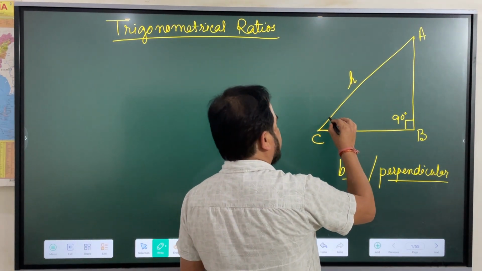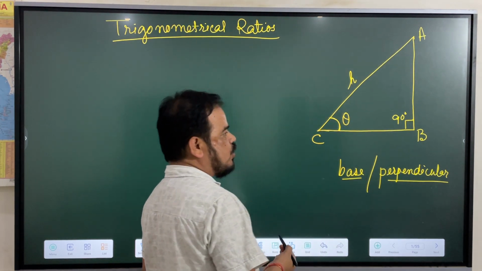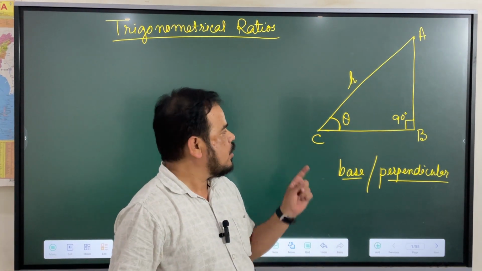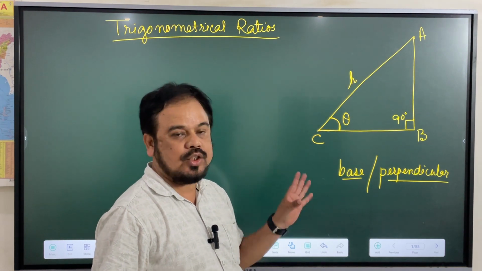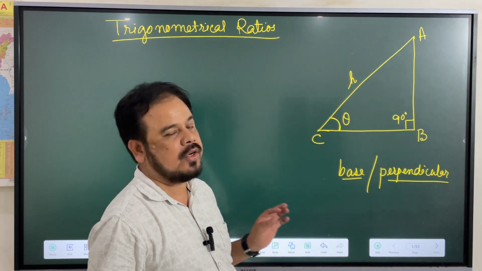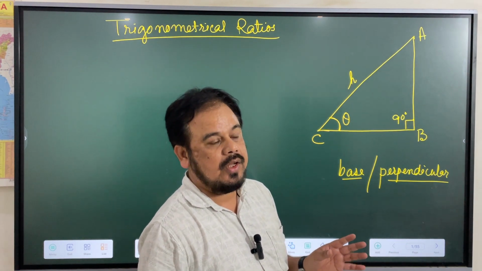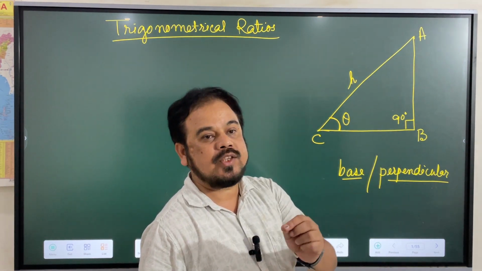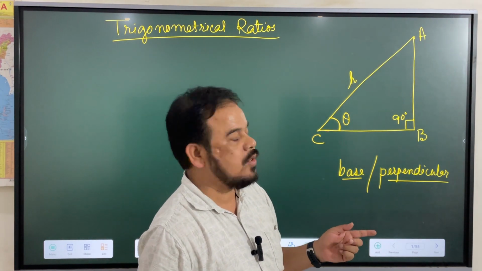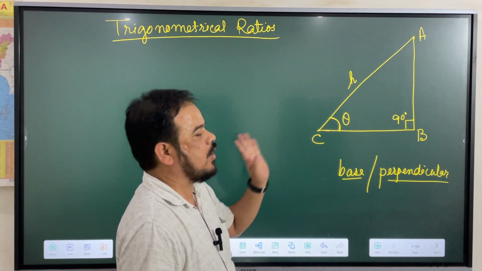Now with respect to this angle, suppose it is theta. You don't have to worry about this theta, because theta is just a Greek letter. Generally we use theta for the measurement of angle in trigonometry, like we use x and y in equations. Let the age of someone be x years, let the number be x. In general maths, in equations we use x; for the measurement of any angle we use theta. That means measure of angle C is theta degrees.